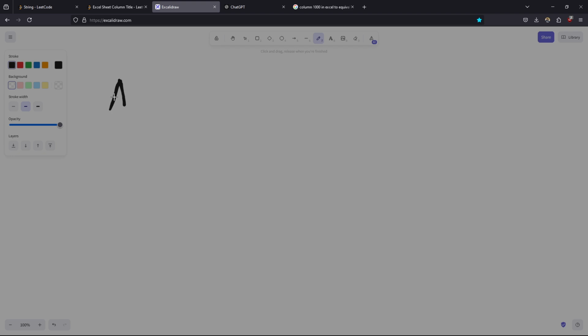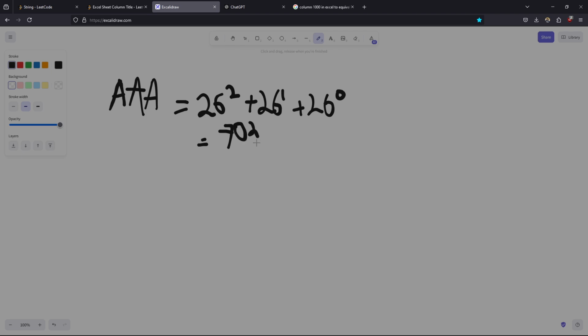Okay, so what is the case when we need to return AAA? When our answer is 26 to the power 2 plus 26 to the power 1 plus 26 to the power 0, right? Which is equivalent to 26 square plus 26 plus 1, 703. Okay, so how will I know that when the given number is 703, the answer will be AAA?